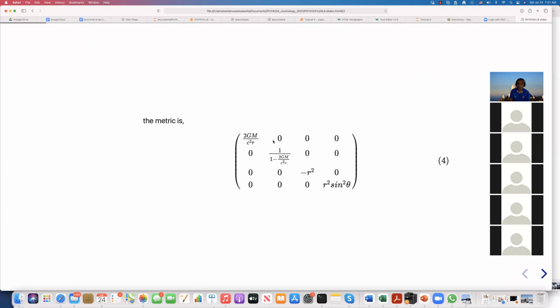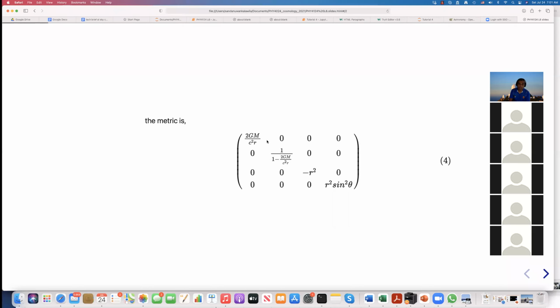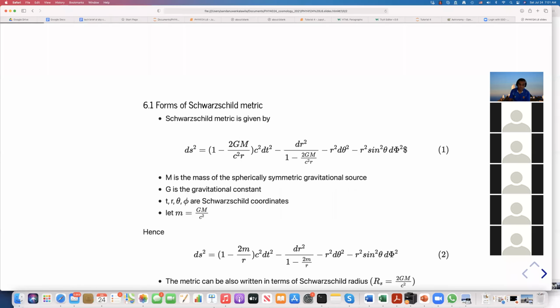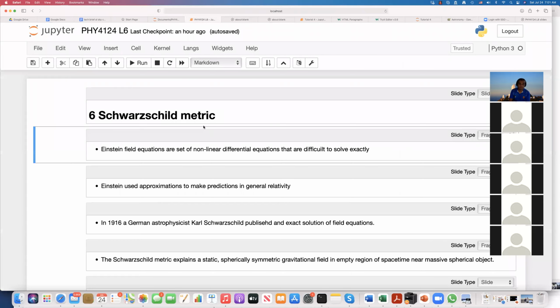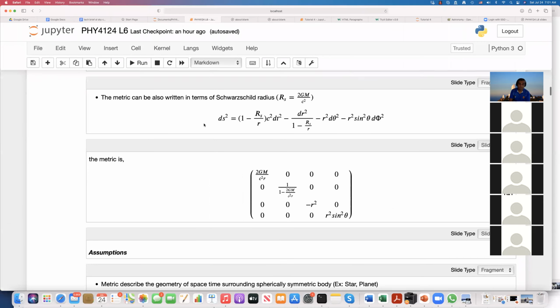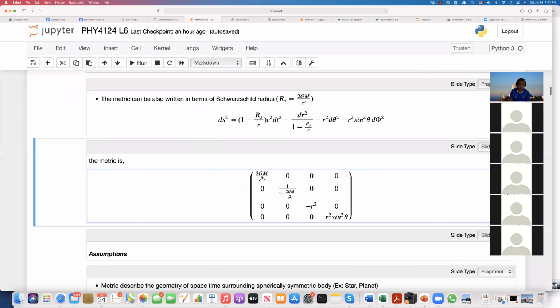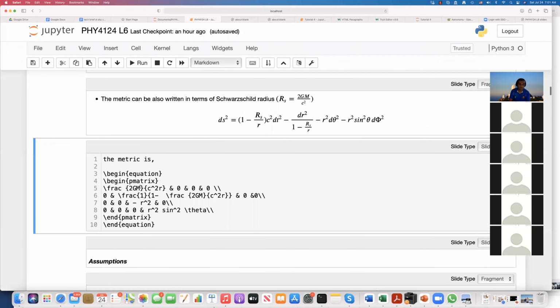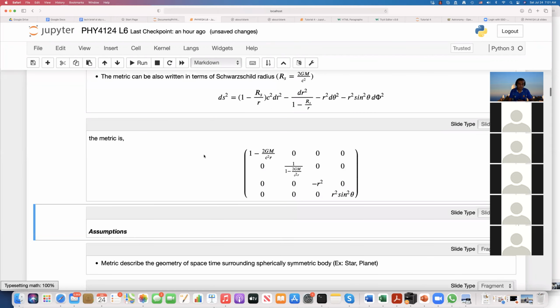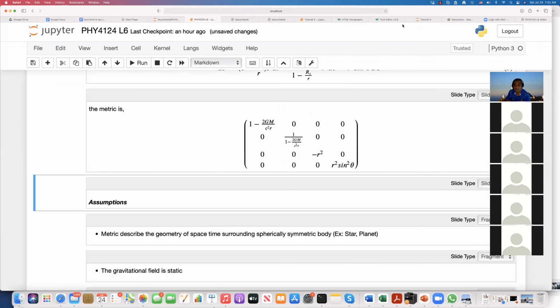Now, when you have this metric, there is a small mistake here. This should be 1 minus. In this metric, we should have 1 minus here, not only 1. Right, so it's corrected. So you will receive the corrected version.